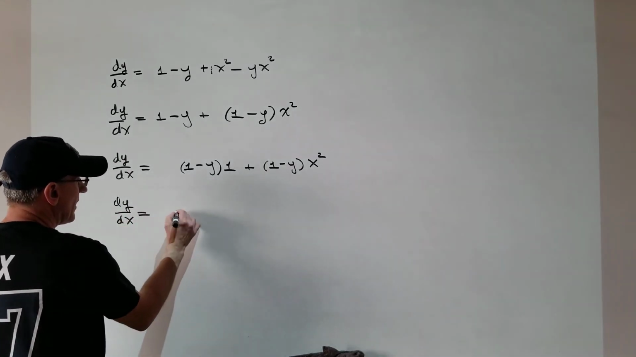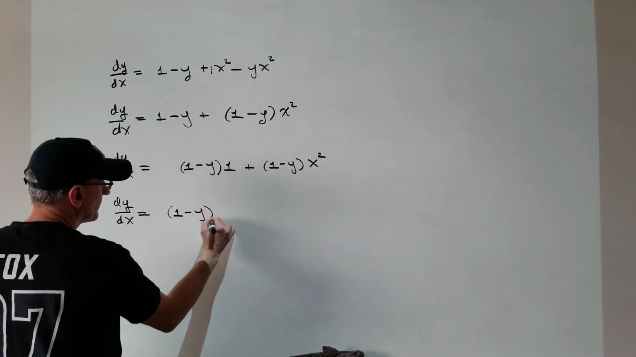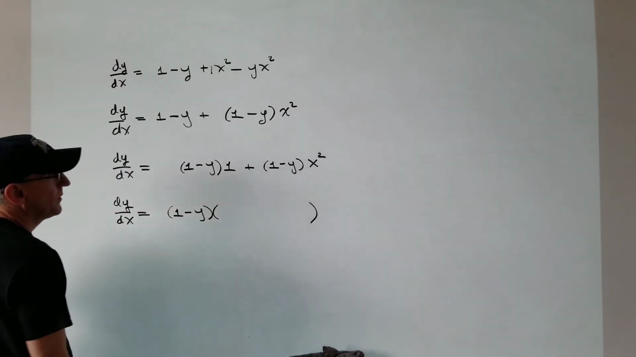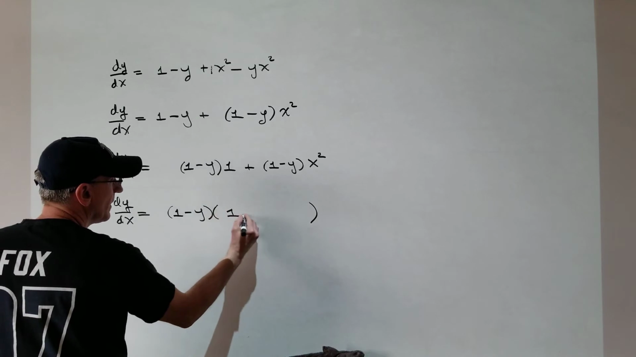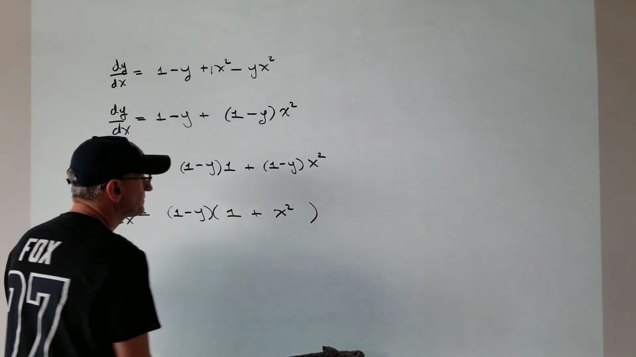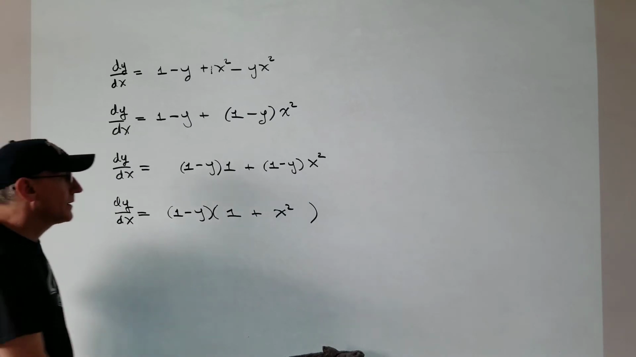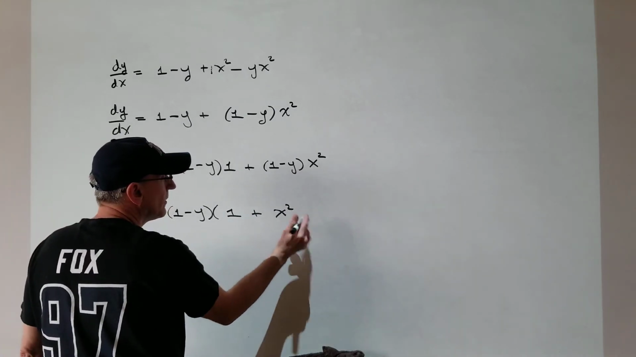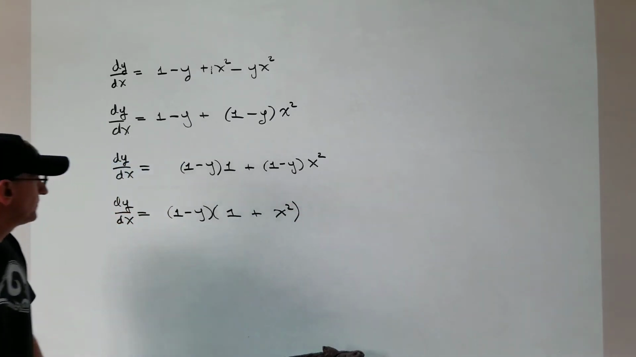Take the 1 minus y out, and what's left? Well, the only thing left here is 1. On the other side of the plus sign, the only thing left is x squared. Okay, where I had no multiplication before, sure have it now.